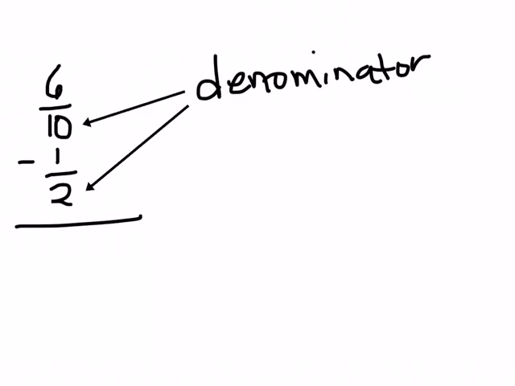I'm going to show you how to subtract two fractions with an unlike denominator. That means two denominators that are not the same. So you remember what a denominator is. The denominator is the bottom number on the fraction, and it shows how many parts the whole is divided into.